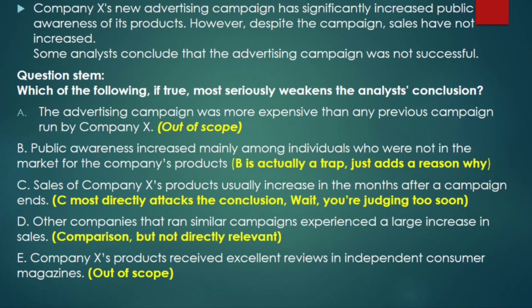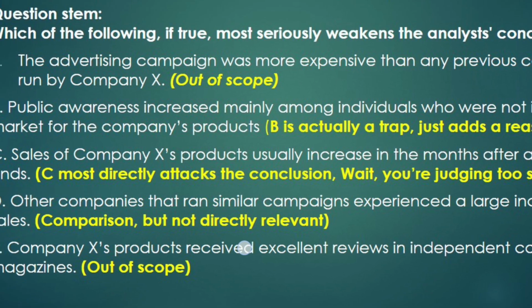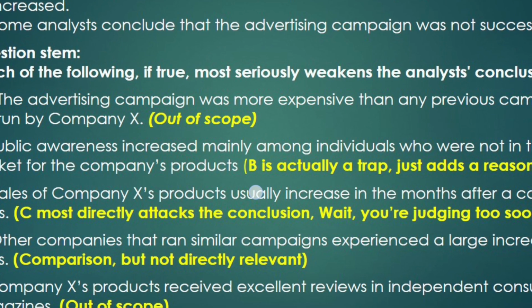Now you see option C. Sales of company X's product usually increase in the month after a campaign ends. So what does this say? C most directly attacks the conclusion, and it is telling the analyst to wait. You are judging this too soon, so your judgment may be wrong. So it is weakening the analyst's conclusion.